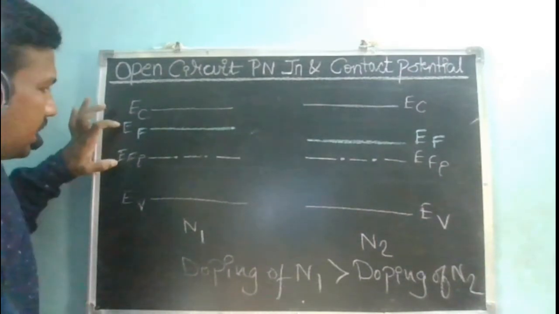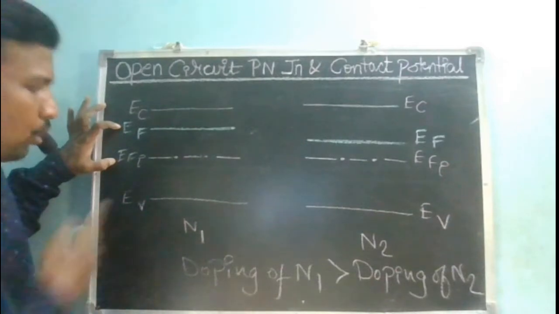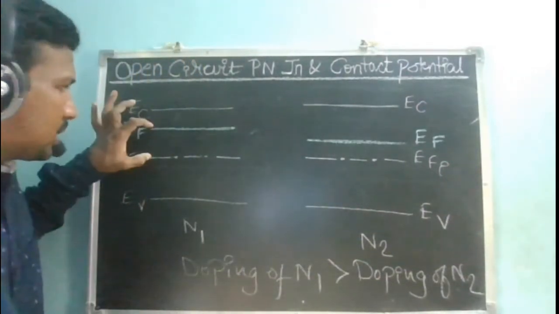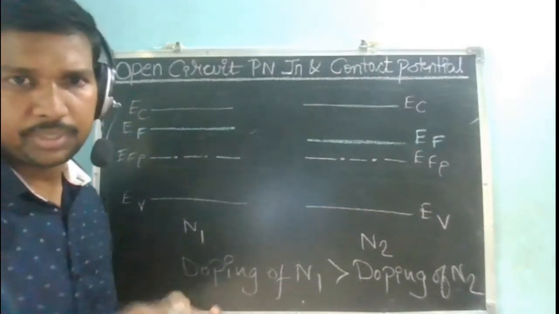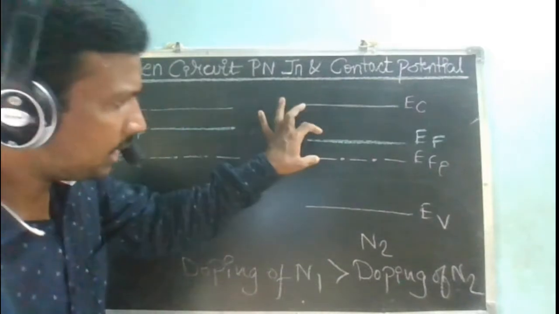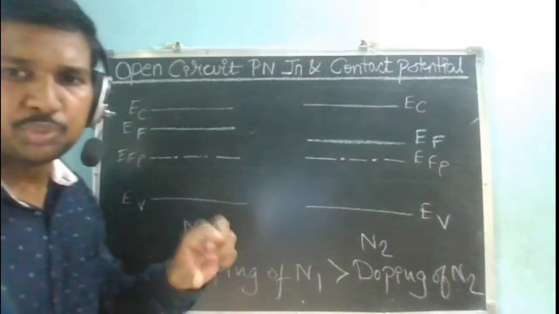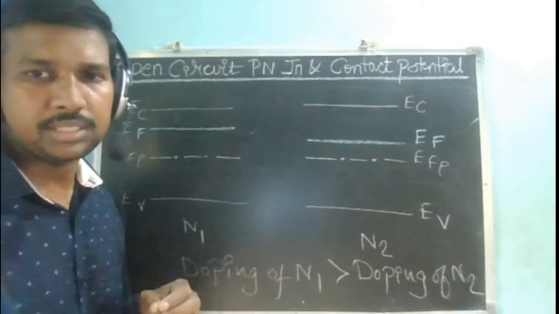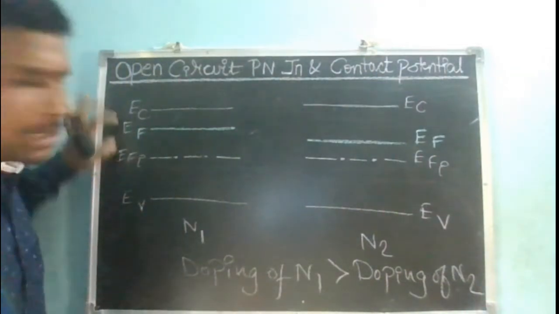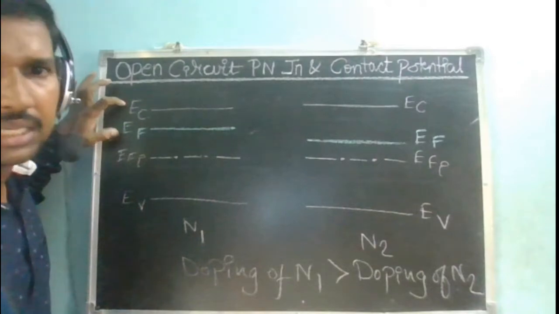I made intentionally the difference between EF and EFI more in N1 compared to N2. The reason is this distance determines whether my doping is larger or smaller. The larger distance, larger doping; smaller distance, smaller doping. Distance between what and what am I considering for deciding whether doping is larger or smaller? Distance between EF and EFI. I should not consider the distance between EC and EF.